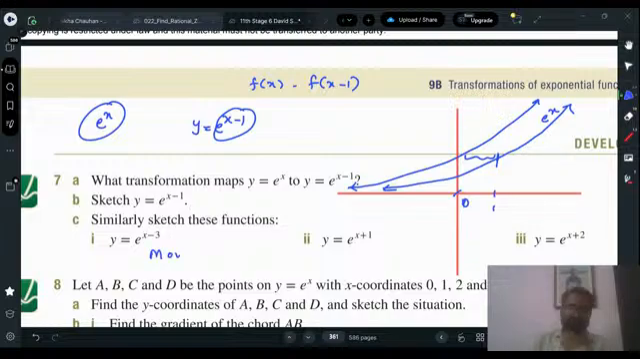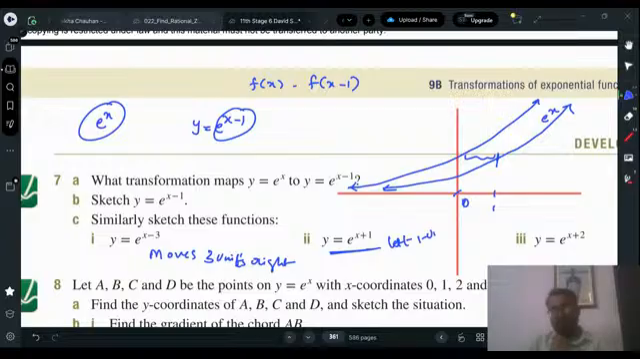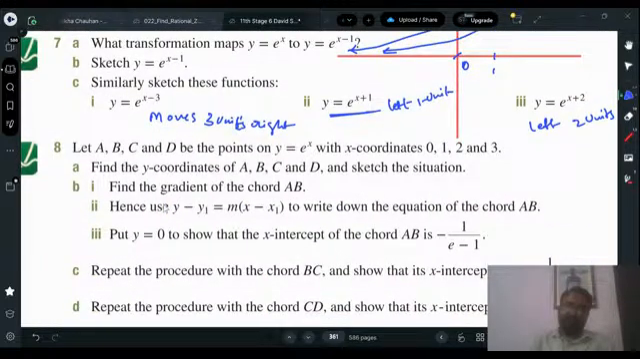Moves 3 units right. What about this? e power x plus 1 moves to the left 1 unit. Left 1 unit. It is left 2 units. Okay. Next.